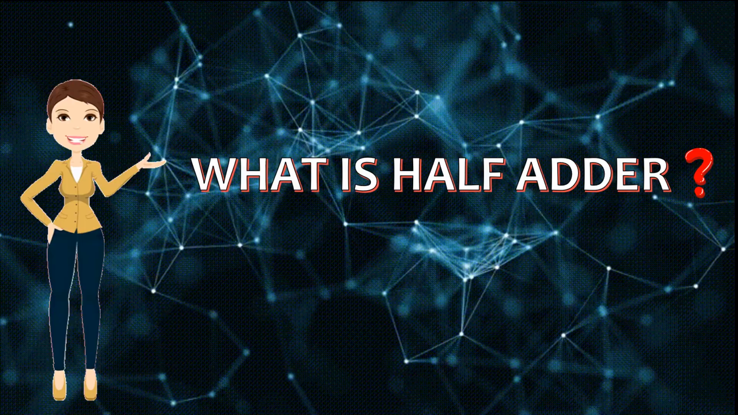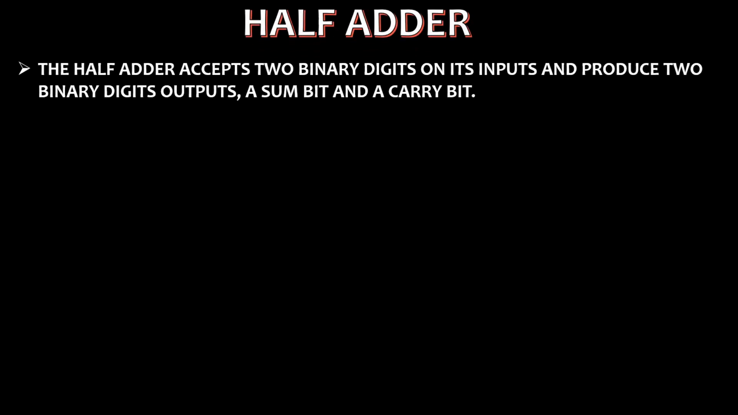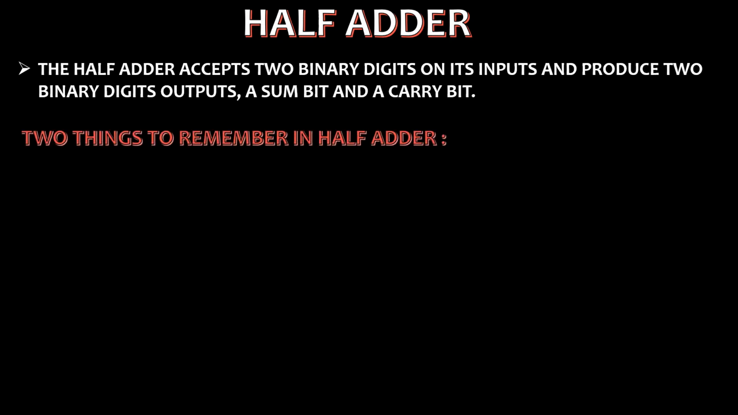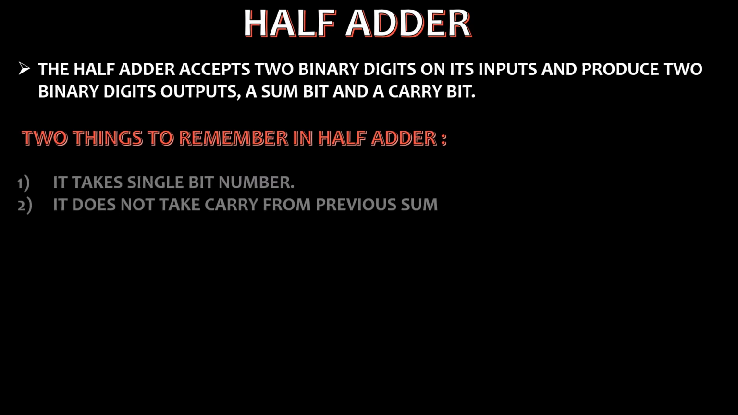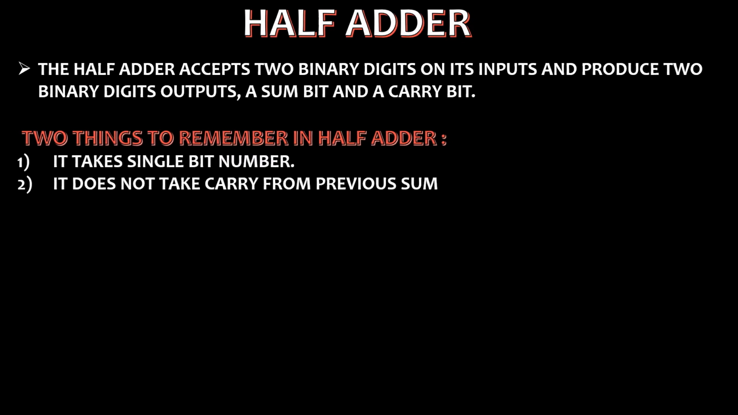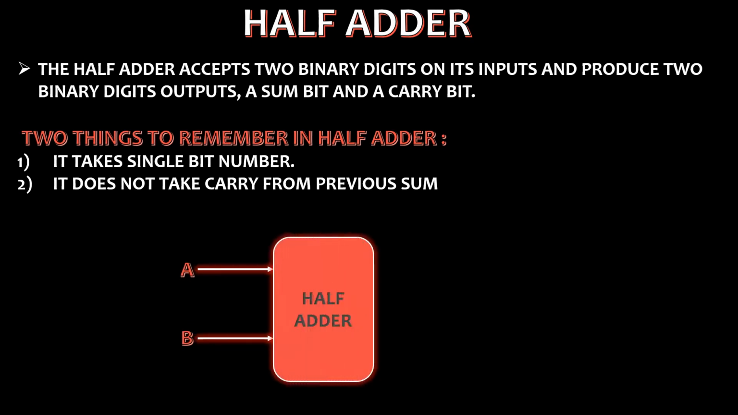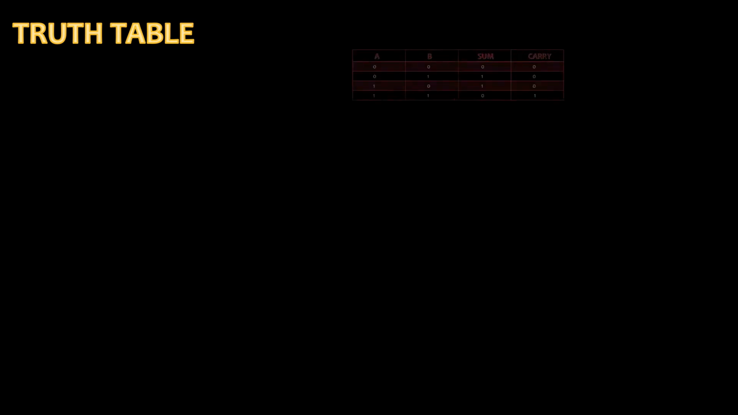Now what is a half adder? The half adder accepts two binary digits on its input and produces two binary digits as an output, a sum bit and a carry bit. Now two things to remember in half adders are, it takes single bit numbers and does not take carry from the previous sum. In a half adder it takes two inputs, let's say A and B, and gives output as sum and carry. Now let's see the truth table for a half adder.